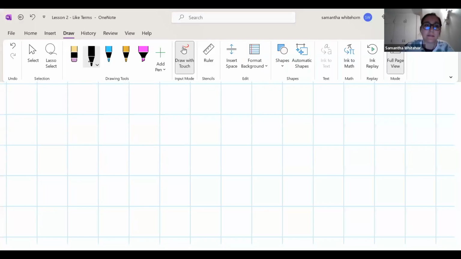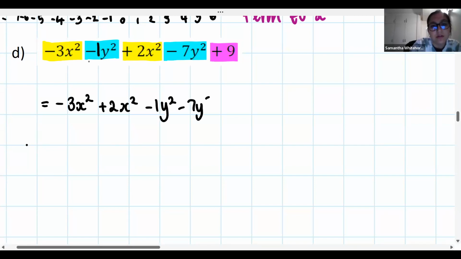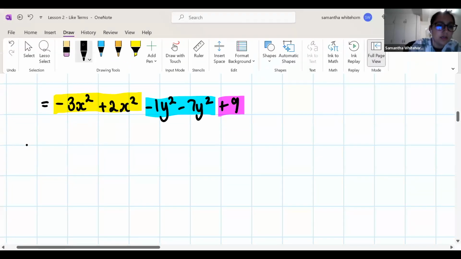So that's it. If I just group my like terms together, here are my x squared terms, here is my y squared terms, and there is my constant. So again, if we just color coordinate here, there's my constant term, my y squared terms, which I'm then going to eventually subtract from each other, and finally, my x squared terms. Right, so now I go and add and subtract my like terms.